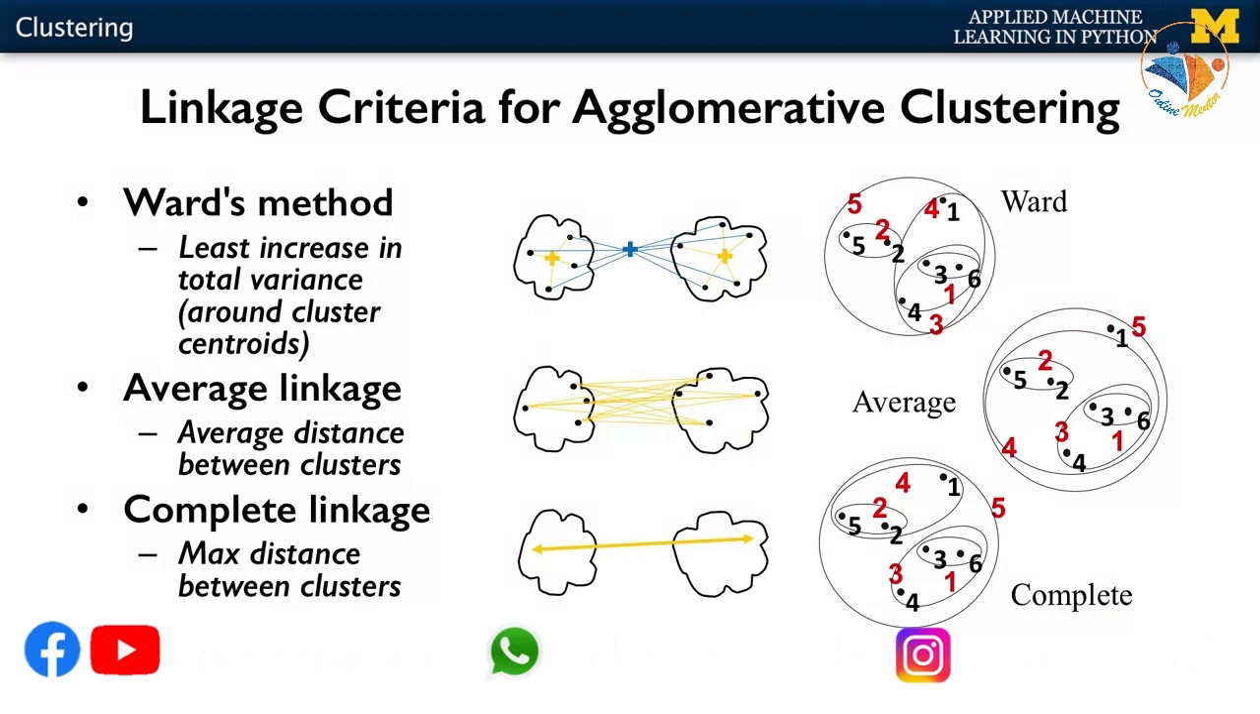Complete linkage, which is also known as maximum linkage, merges the 2 clusters that have the smallest maximum distance between their points. In general, Ward's method works well on most data sets, and that's our usual method of choice. In some cases, if you expect the sizes of the clusters to be very different, for example, that one cluster is much larger than the rest, it's worth trying average and complete linkage criteria as well.